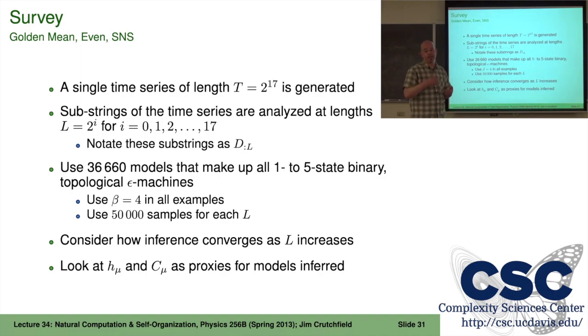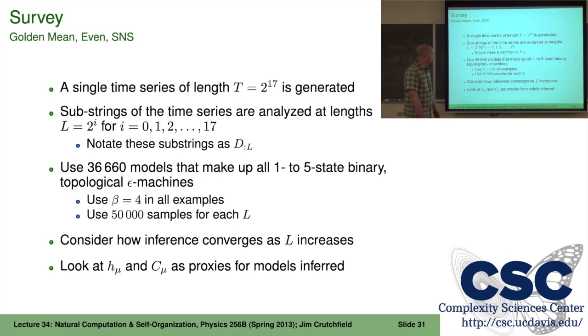So partially that might actually get to sort of how the posterior changes as you get more and more data, and really reflect on the earlier question. And so in this case, I'm using all 1 to 5 state binary topological epsilon machines. So that ups it to 36,660. I'm using beta again of 4.